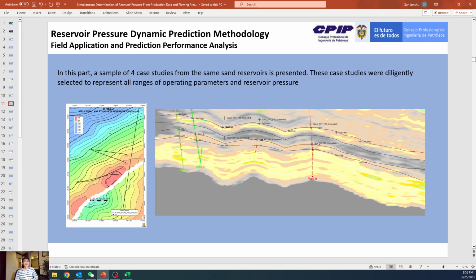Here, I'm going to introduce a field application and a prediction performance analysis. In this part, an example of 4 case studies from the same sand reservoir is presented. These case studies were deliberately selected to represent all ranges of operating parameters and the reservoir pressure.